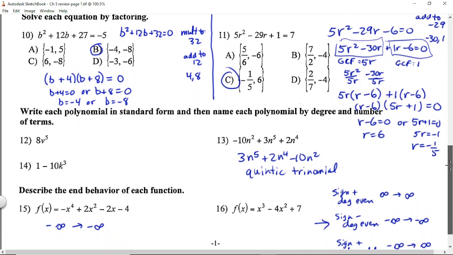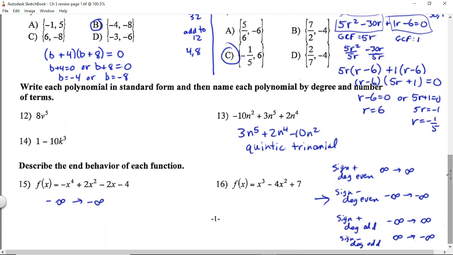Okay, so the next set of problems, write each polynomial in standard form and then name each polynomial by degree and number of terms. Okay, first one's easy to put in standard form. It's already in standard form. There's only one term. Okay, so let's name that. Well, the degree is 5, so it's quintic. And it just has one term, so it's a monomial. So a quintic monomial.